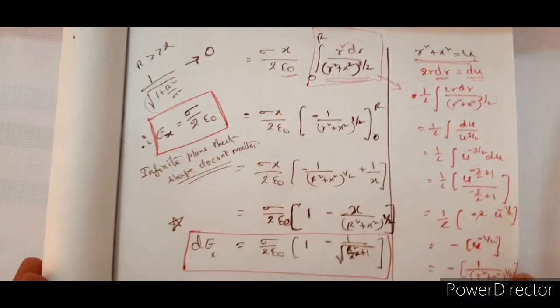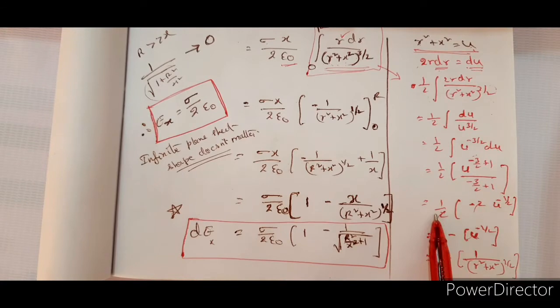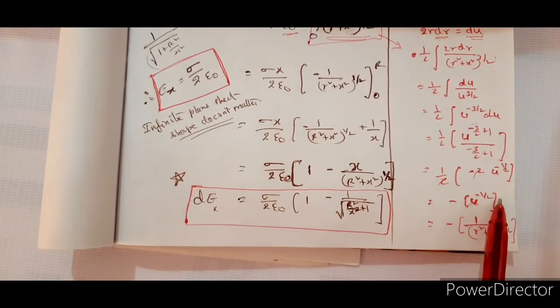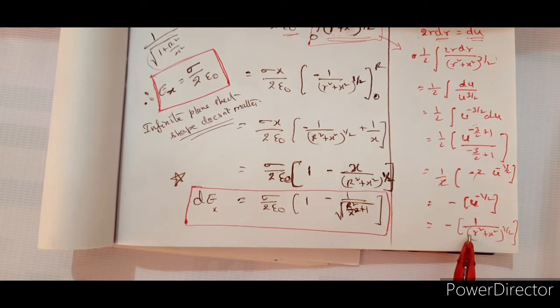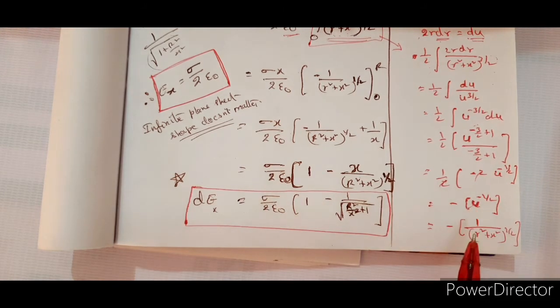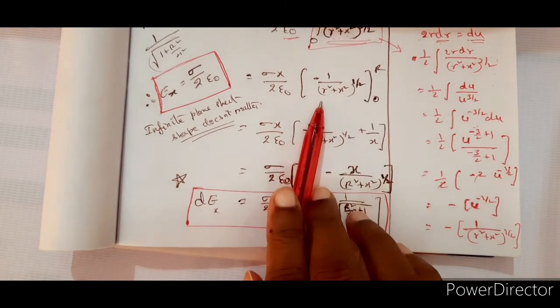Alright, so it's visible now. So minus 3 by 2 plus 1, divided by this. On simplification, you are going to get minus u power minus 1 by 2. That means minus 1 by square root of u. Done? So minus 1 by square root of u, where square root of u is under root r square plus x square. So this one you are taking back.